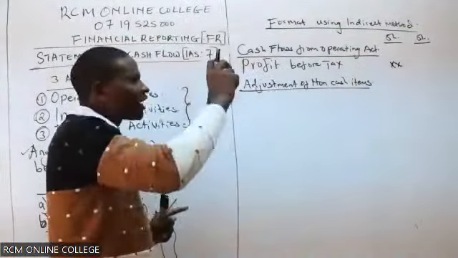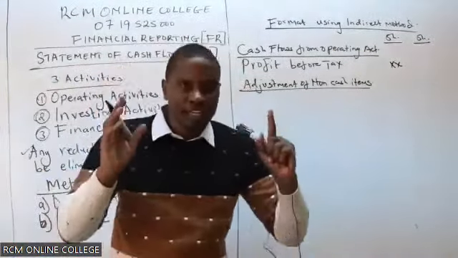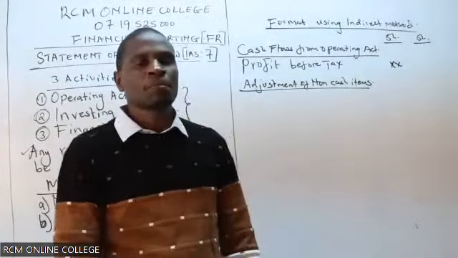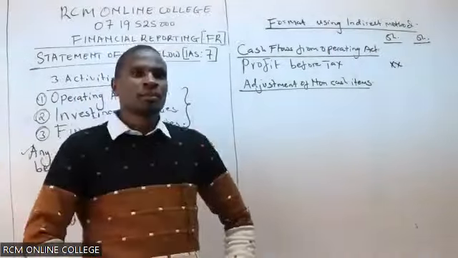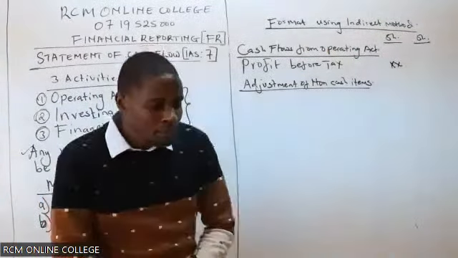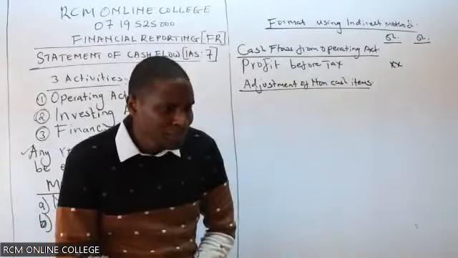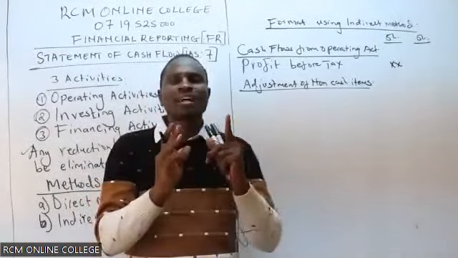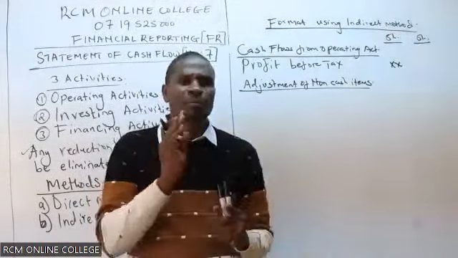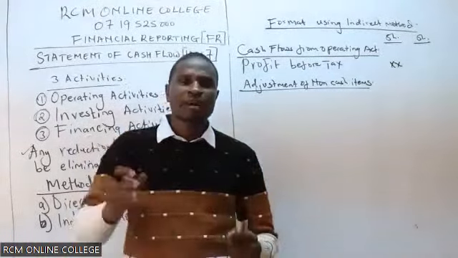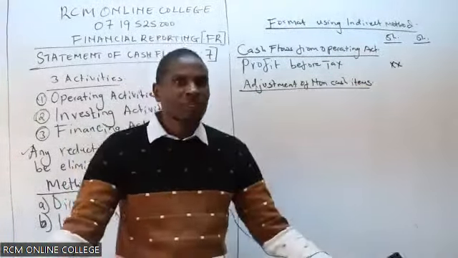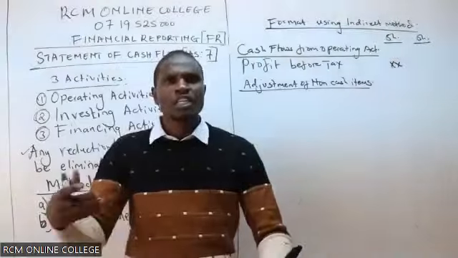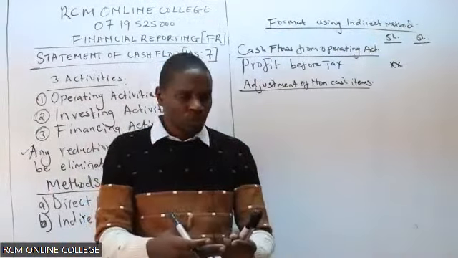Adjustment of non-cash items. Who can give me one of the non-cash items that you know? Just give me one. Impairment, depreciation. Thank you so much. Non-cash item is something that is a provision. Remember, depreciation is a provision. An accountant sits there and says, let's provide for depreciation at a rate of 25%. Provision. Gain on disposal. Those are just provisions.